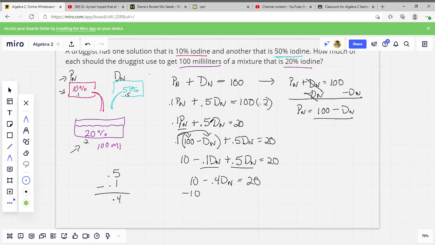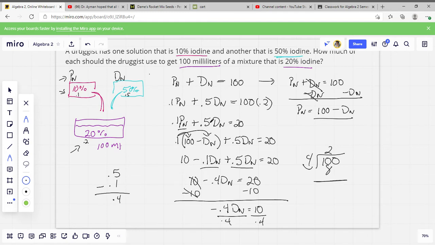Now I've got to subtract 10, and I'm going to get 0.4 Dn equals 10. Now divide by 0.4. Let's see, 4 times 2 is 8. 4 times 5 is 20. So my Dn equals 25. So up here, Dn is 25.